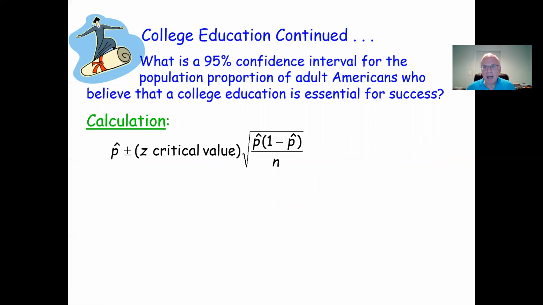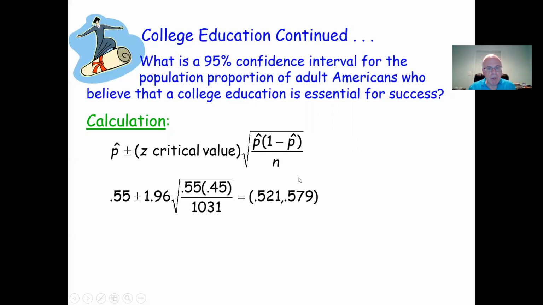Now, since n times p hat and n times 1 minus p hat are both greater than or equal to 10, we can use the normal. We could say that the sampling distribution for p hat is approximately normal. And that's why we can use this z critical value here for our critical value. That's for a normal. All right, so p hat, which is our point estimate, plus or minus the margin of error. The margin of error is the z critical value times the square root thing here, which is the standard error. Plug in 0.55 for our p hat. We get all of these.